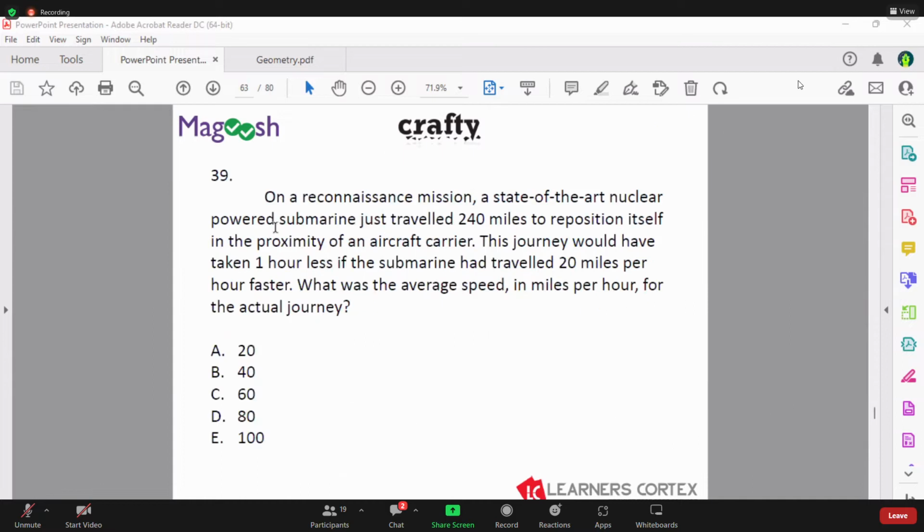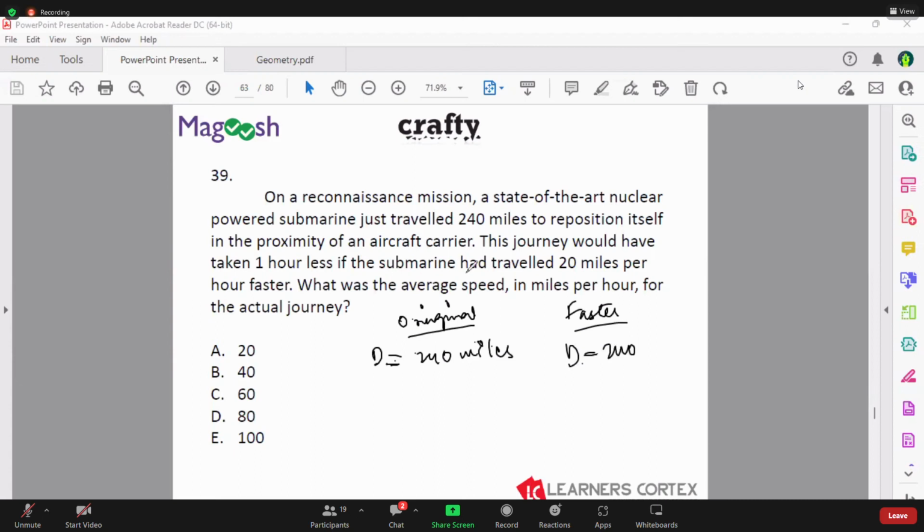Anyone who has any problem in this question? Okay. Then, on a reconnaissance mission, a state-of-the-art nuclear-powered submarine just traveled 240 miles to reposition itself in the proximity of an aircraft carrier. This journey would have taken 1 hour less if the submarine had traveled 20 miles per hour faster. So there are two scenarios. One is the original, and one is if it would have been traveling faster. So the distance in both is constant: we are traveling 240 miles in both of these scenarios.